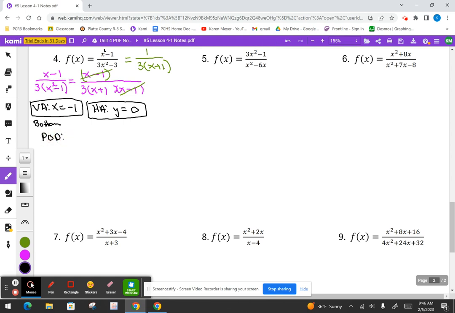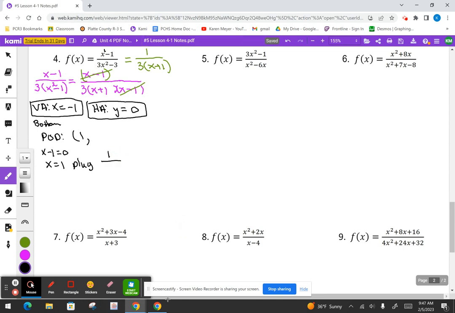So look at what you canceled out. What did we cancel out? We canceled out x minus 1. So if I set it equal to 0, then I would get x equals positive 1. Okay, now what you're going to do is take that and plug it in to what you had left, which is up here in green.